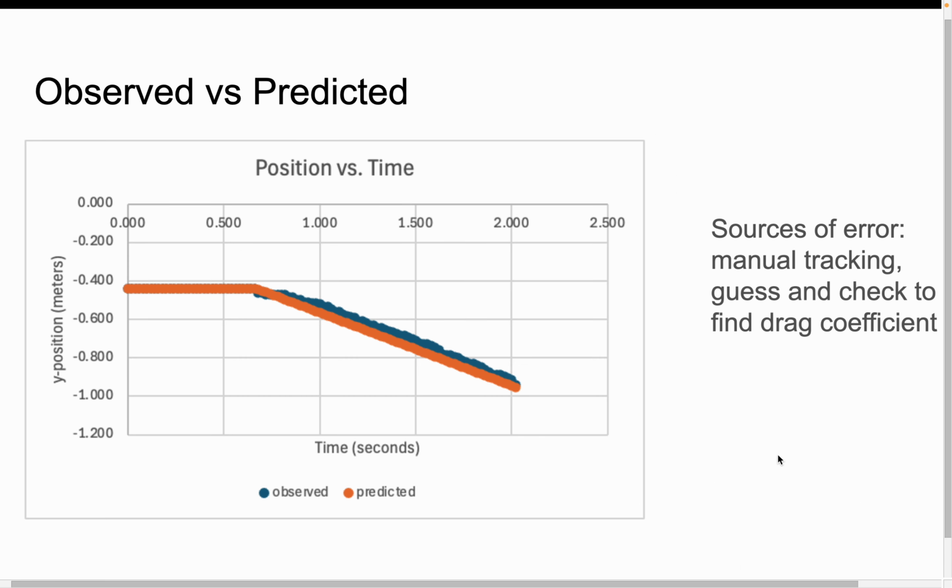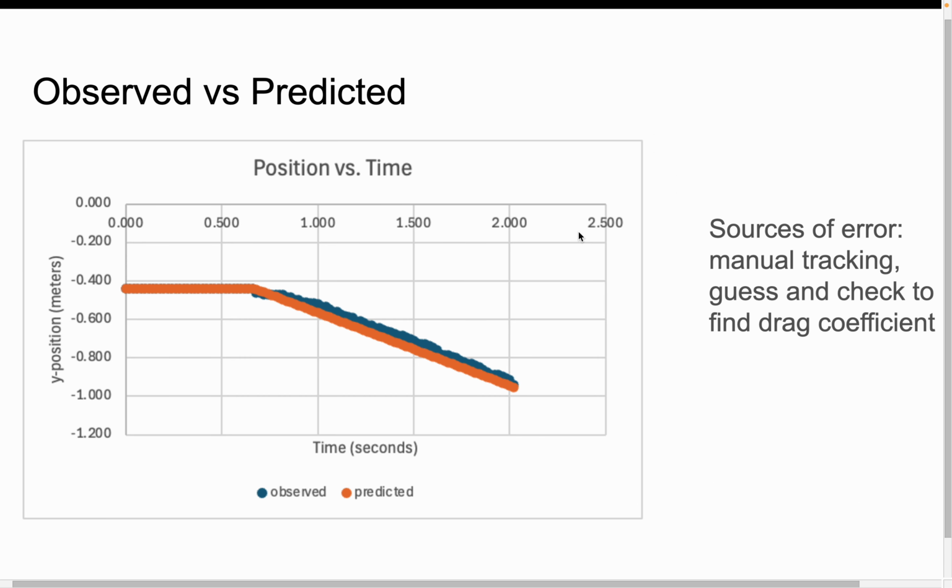Here was the observed versus predicted y position versus time. As you can see, at the very beginning it's the exact same because the slinky was completely stationary, so there's no fluctuations to measure. And here it follows the same general trend, but there is some slight fluctuation. Part of that is just the error from manually tracking. I can't get it exactly in the middle, the center of mass, of the slinky.